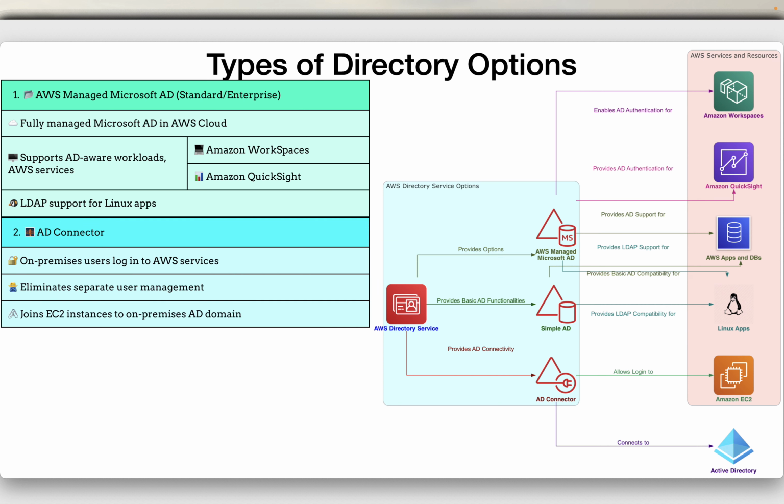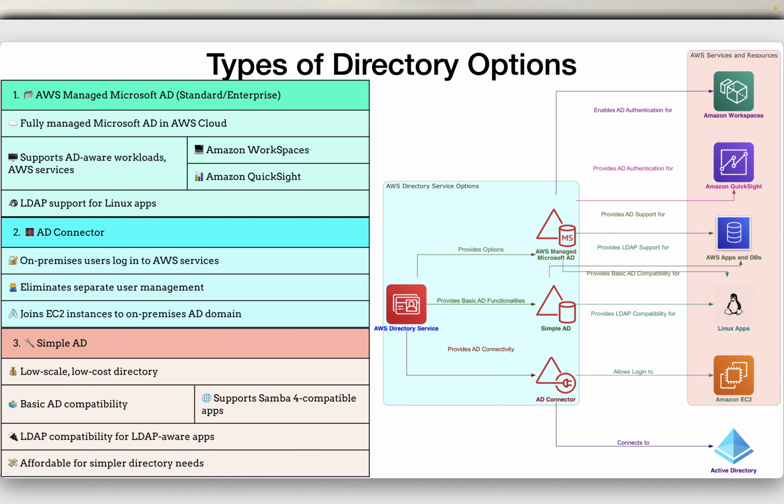Next type of directory option is AD Connector. AD Connector allows on-premises users to log into AWS applications and services using their existing Active Directory credentials. It eliminates the need for separate user management for AWS resources. AD Connector can also be used to join Amazon EC2 instances to your existing on-premises Active Directory domain, extending your directory's reach to the cloud.